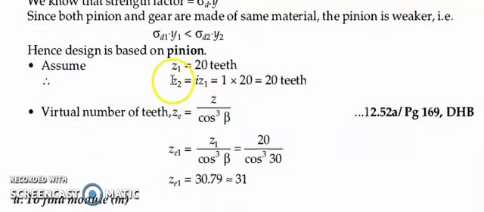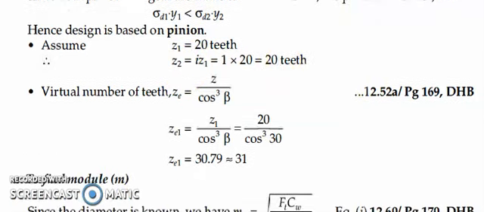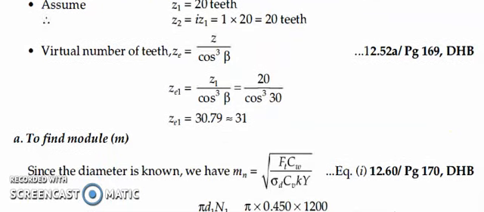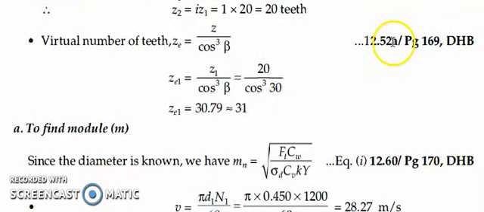Assume Z1. Here the number of teeth is not given, so assume the value of Z1 is equal to 20. Then using that equation we already calculated i as 1. So from that equation we can calculate the value of Z2, that is equal to 20 teeth. After getting the number of teeth, we have to find the virtual number of teeth because it is a helical gear problem. So using equation 12.52a we can find the value of the virtual number of teeth. Using this equation we will get it as 31.